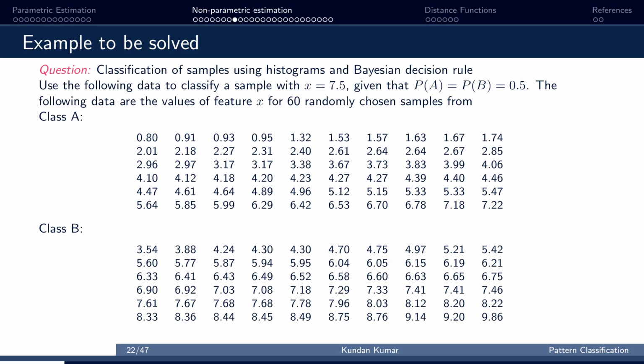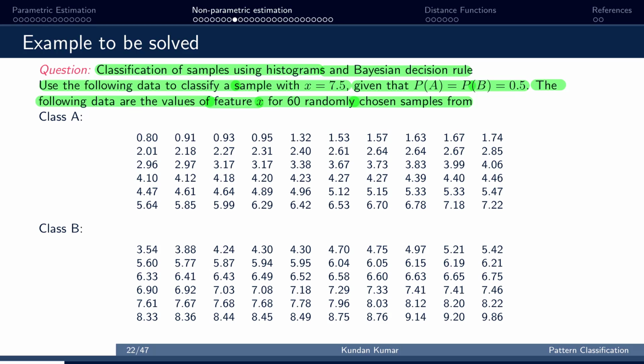So let us solve a problem using histogram based technique to estimate the class conditional densities. This problem is about the classification of samples using histograms and the Bayesian decision rule. It says, use the following data to classify a sample with x equal to 7.5, given that the prior probability of class A and class B is 0.5, and the following data are values of feature X for 60 randomly chosen samples from class A and class B.